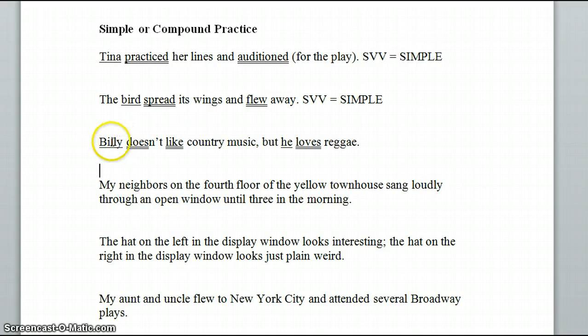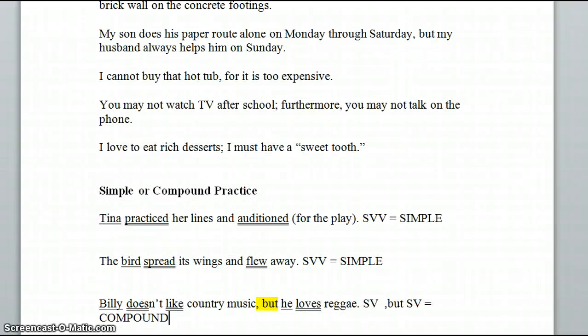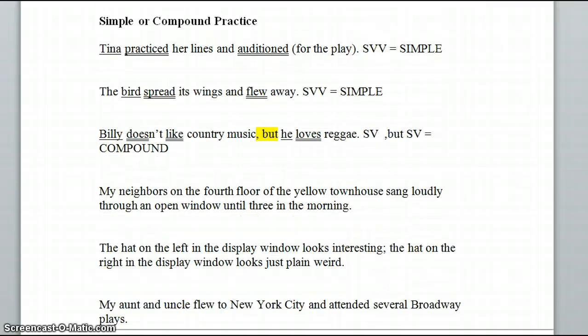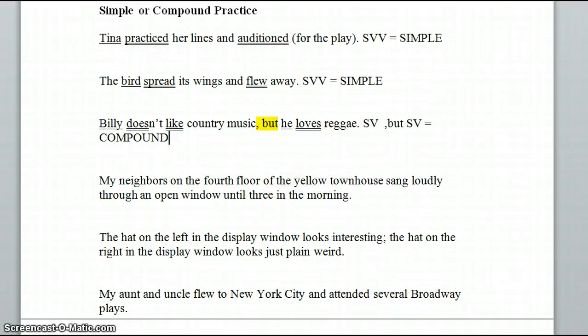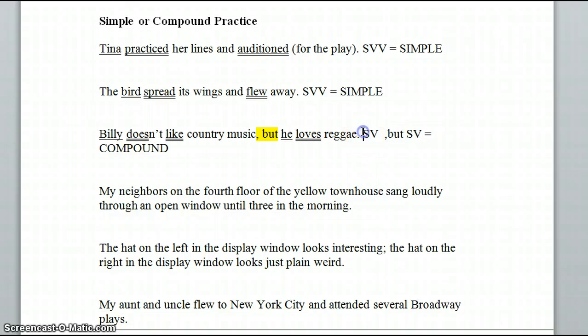Okay, this pattern is SV and then comma but SV. So let me type this out. SV comma but SV equals compound. There we go. So that particular sentence was a compound. I'm going to bump this down. There we go. So you can see it a little better.